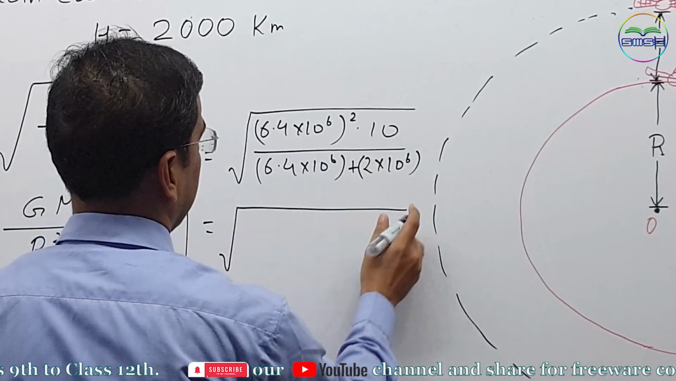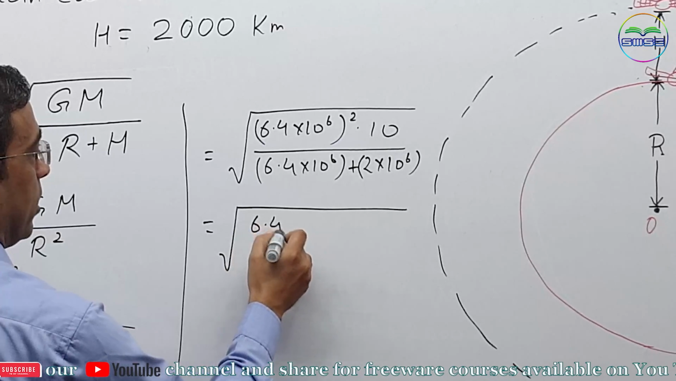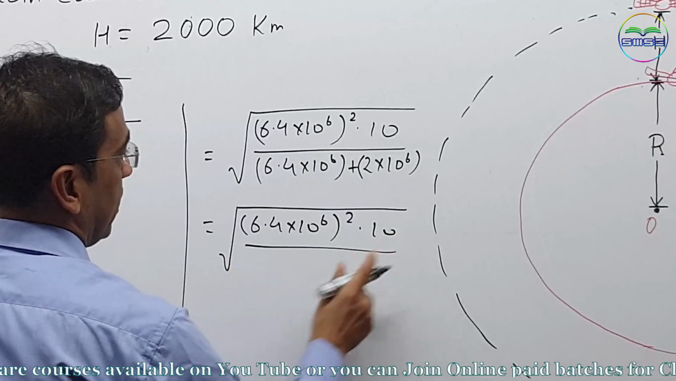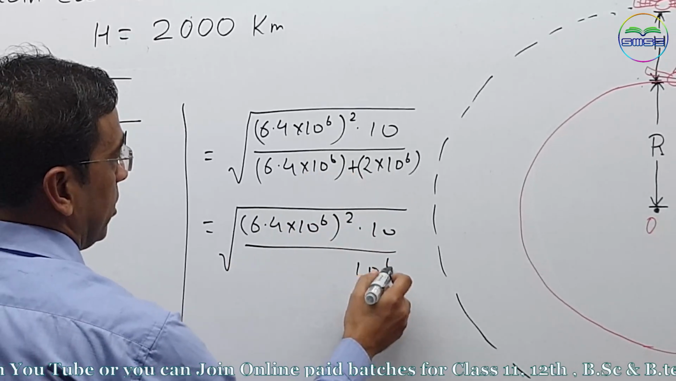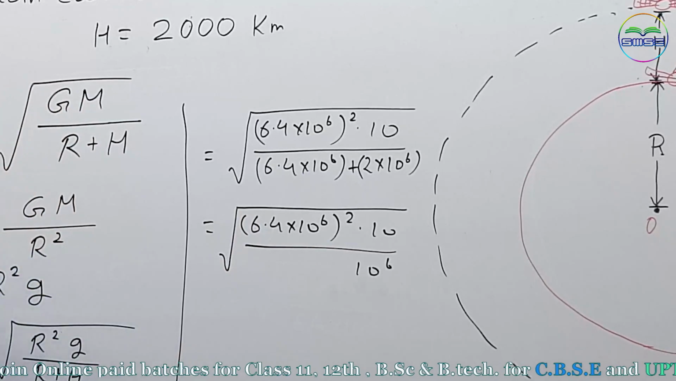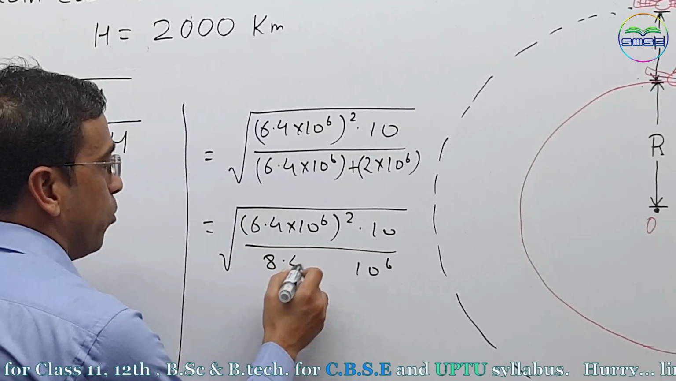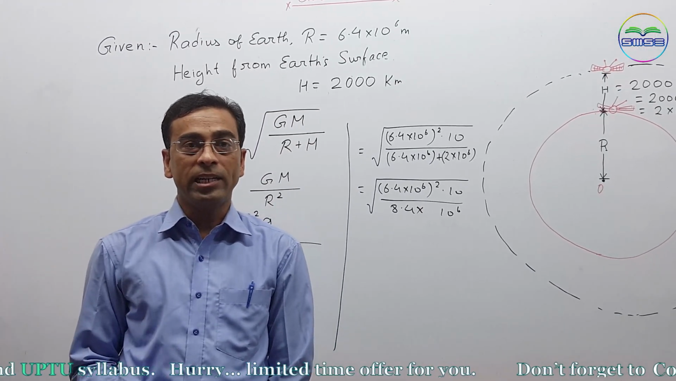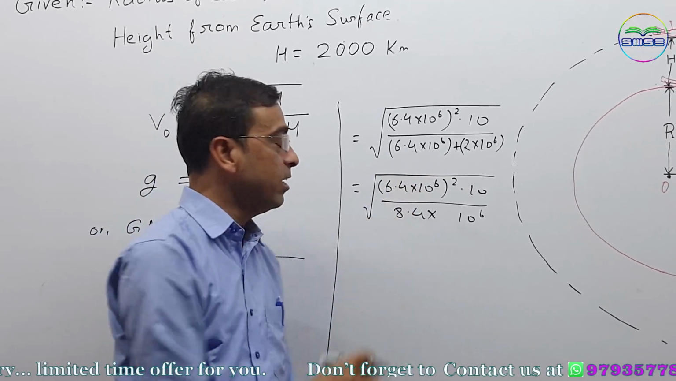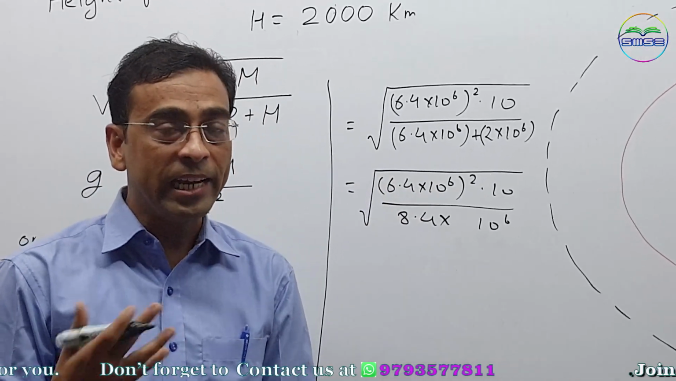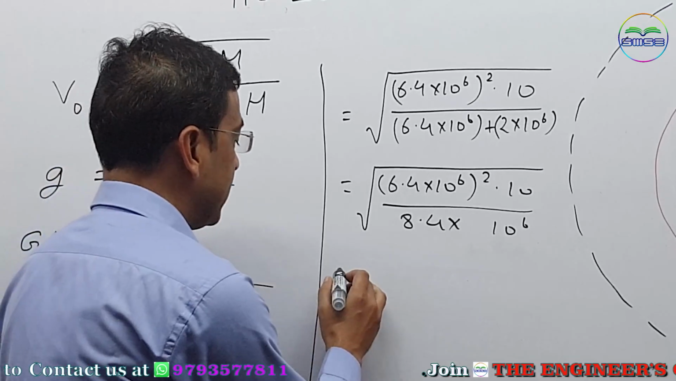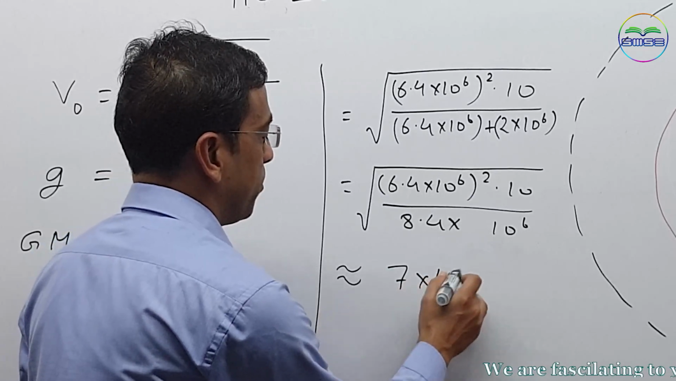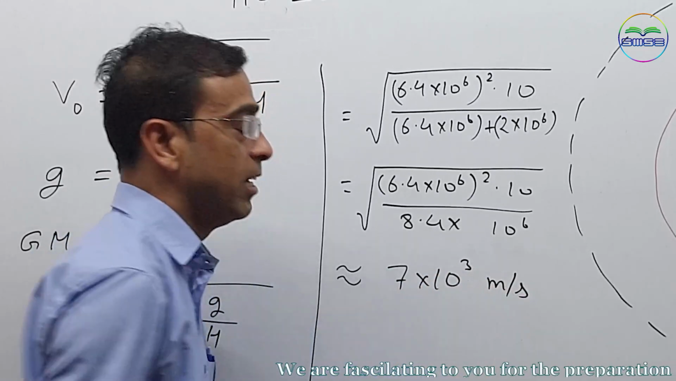Now after calculating it again, (6.4 into 10 to the power 6) whole square into 10, and here 10 to the power 6 is common. So after adding 6.4 plus 2, that will be equal to 8.4 into 10 to the power 6. When we calculate it again, we are getting the value that is approximately equal to 7 into 10 to the power 3 meter per second.